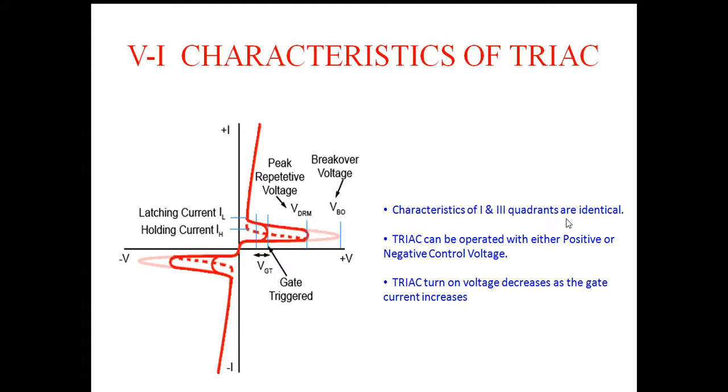So these first and third quadrants are identical. It can operate with positive and negative control voltages. That means we can operate with positive gate pulses or negative gate pulses, and the device may conduct. The triac turn-on voltage decreases as the gate current increases. See here, if we closely observe, without gate current, the turn-on voltage will be up to VBO. When the gate pulse is applied, the voltage for turn-on will be decreased. Again, it will be further decreased like this.